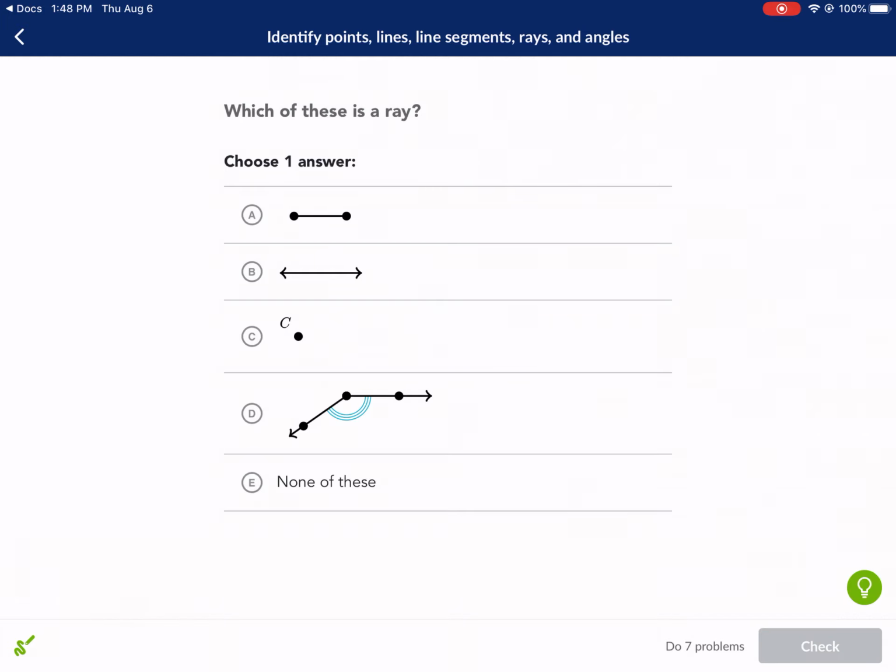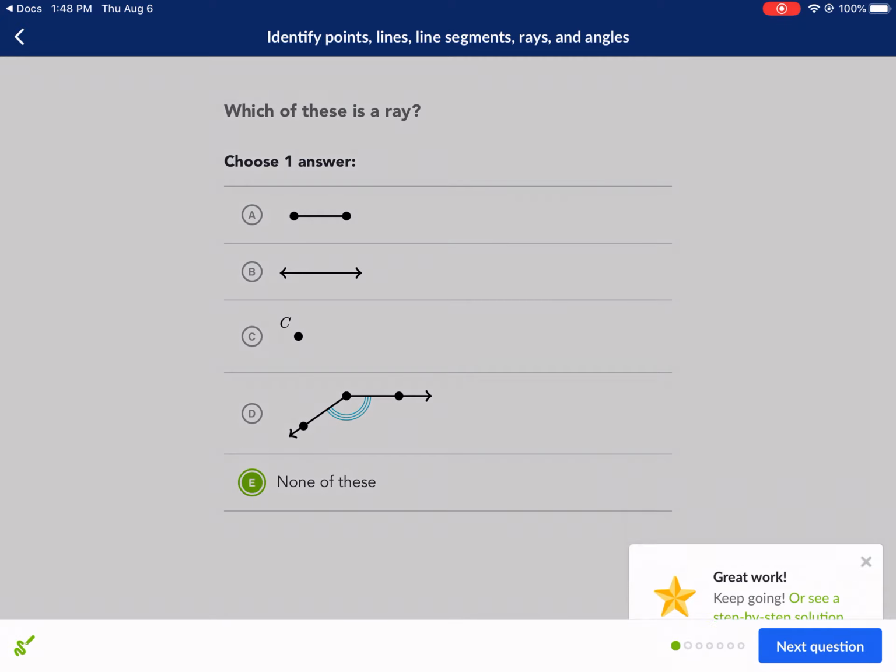Which of these is a ray? If we look at A, it's a segment, B is a line, C is a point, D is an angle, so it's none of these options.